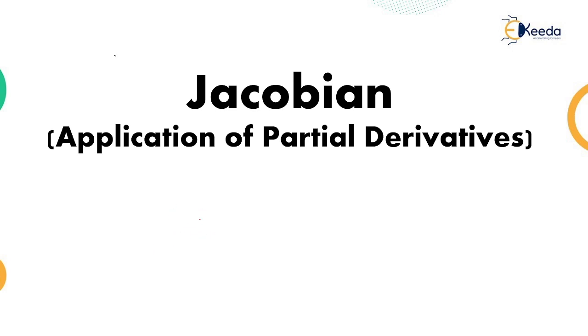Hi everyone. Today we are going to discuss application of partial differentiation, that is Jacobian. In this topic we discuss how to find the continuous and differentiable functions and their partial differentiation. Let me start from the first point. When u and v are the functions of x, y, then you have to take its continuous partial derivative, that is the Jacobian of u, v with respect to x, y.